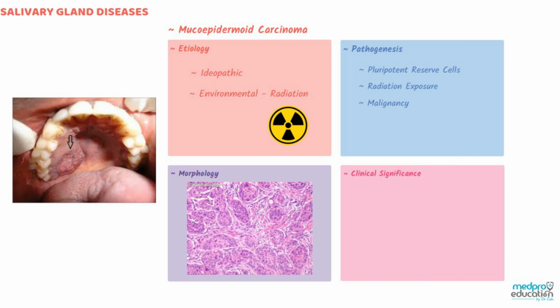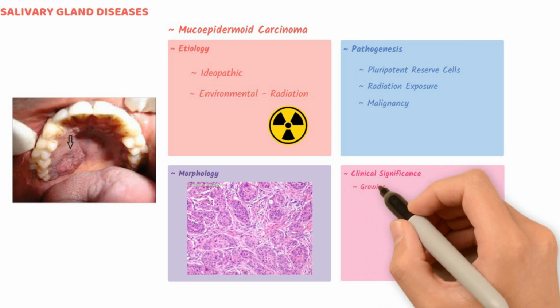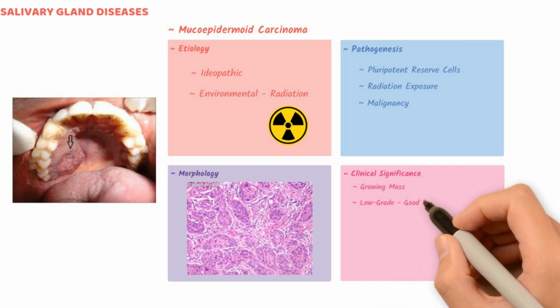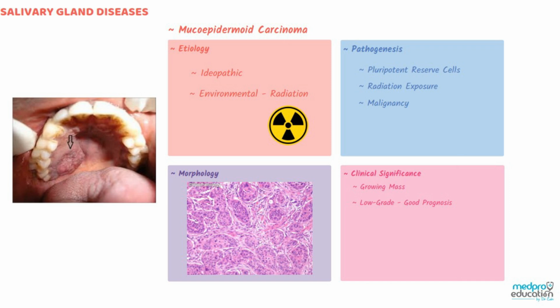Clinical significance: presents as a growing mass. Low-grade tumors have a good prognosis. High-grade tumors are aggressive, can cause facial nerve paralysis, and have potential to metastasize.